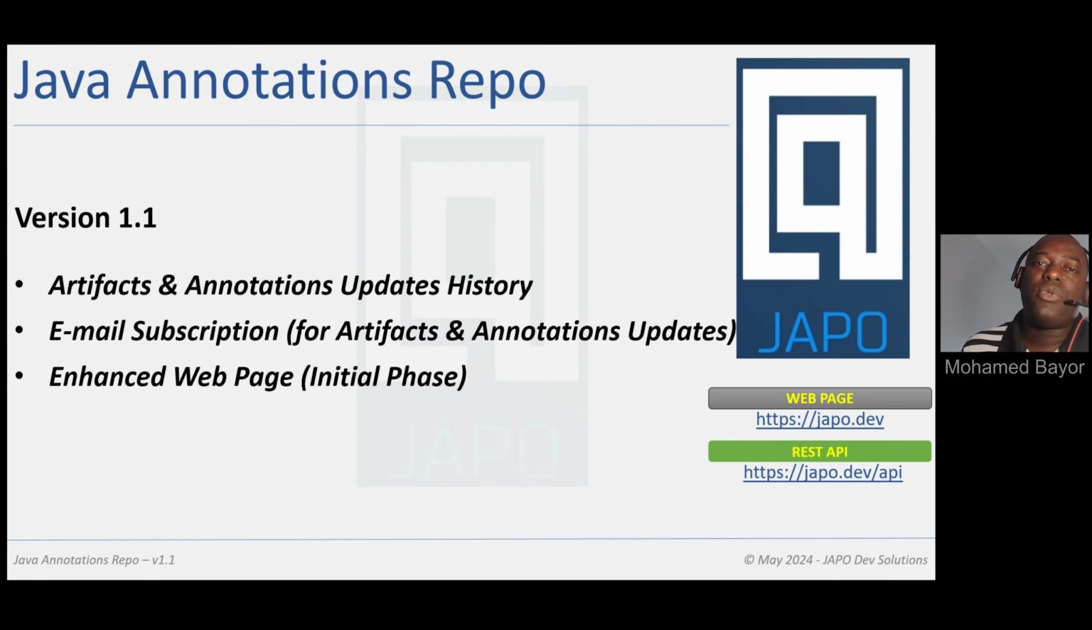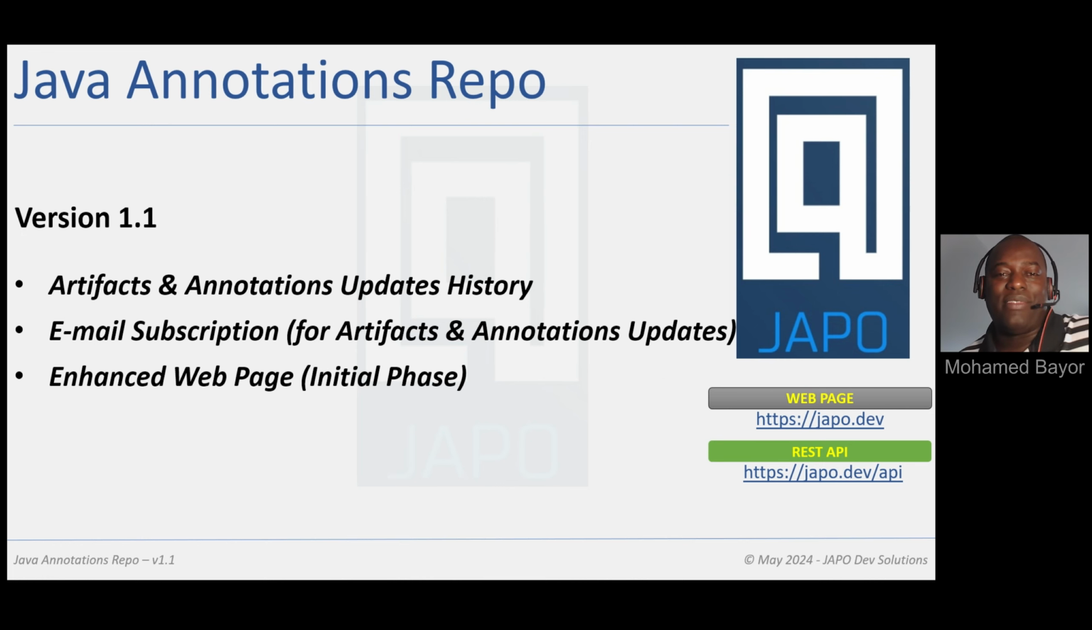This video is a quick presentation of the new features introduced in the latest version of JAPO. Starting from version 1.1, you can now view artifacts and annotations update history, subscribe to receive these updates by email, and also enjoy a more user-friendly JAPO webpage.